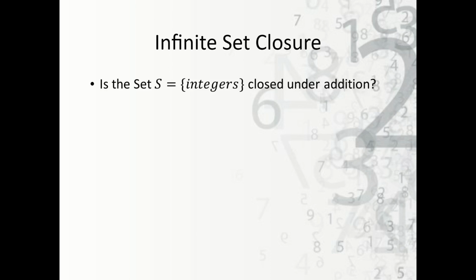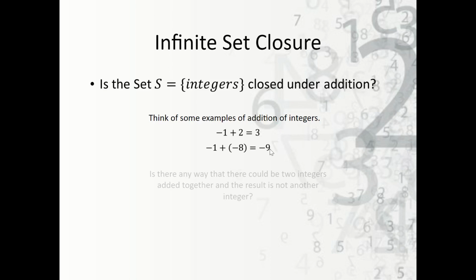So now let's take a look at this infinite set here, the set S of integers, and we want to know, is it closed under addition? Now we can't use a table anymore, so we need to think of some examples of addition of integers and then try to broaden it and say, is there any way that any two integers can be added together and not be an integer? So we do some examples here, and we can see that they're still turning out to be integers. So is there any way we can add two integers together and not get an integer?